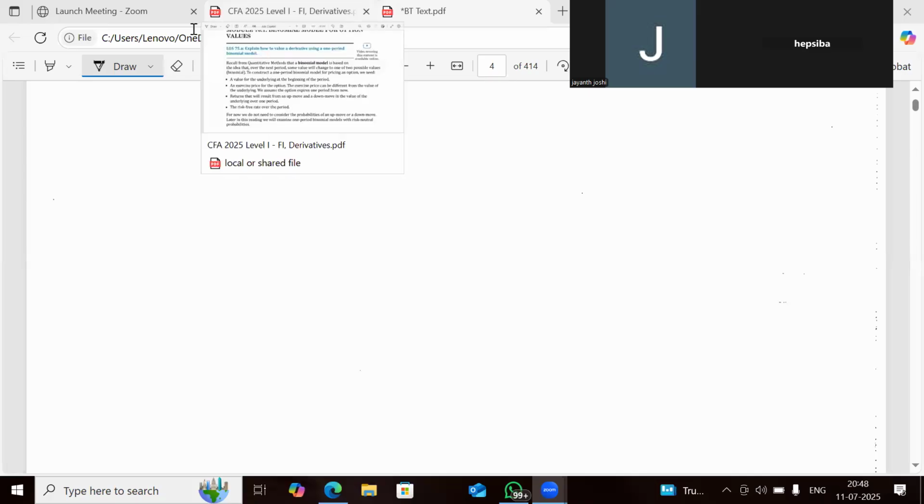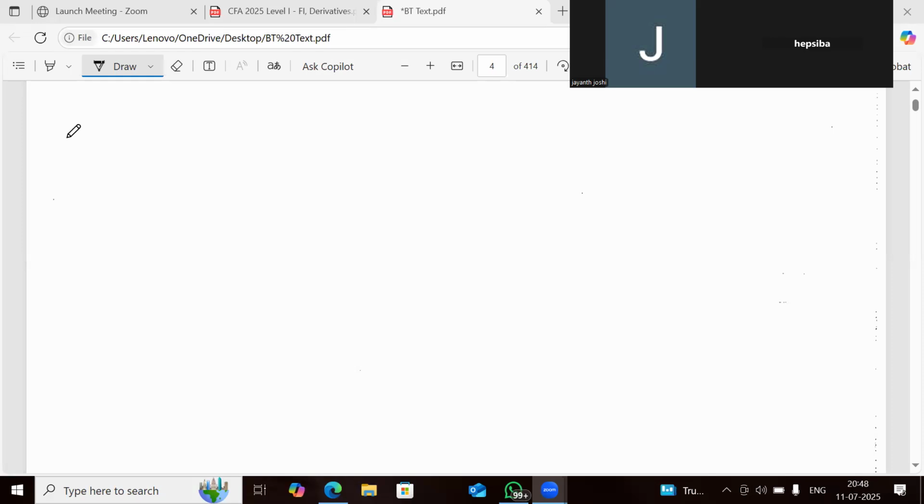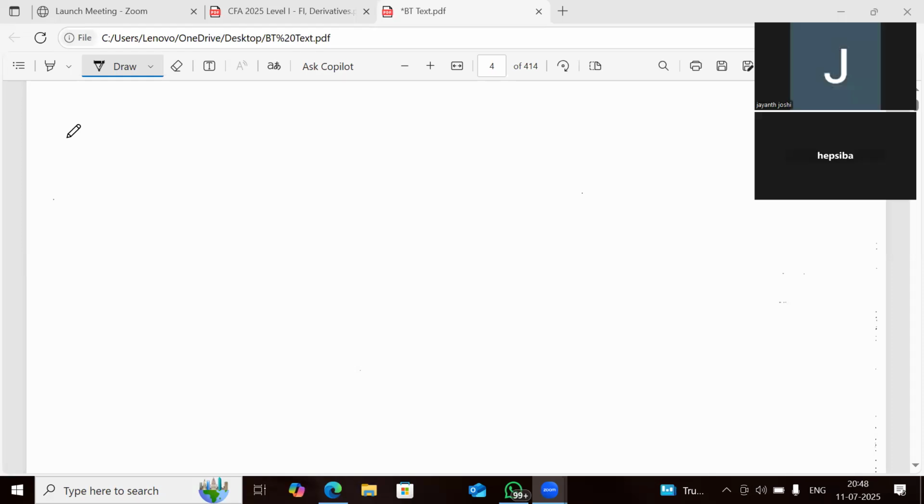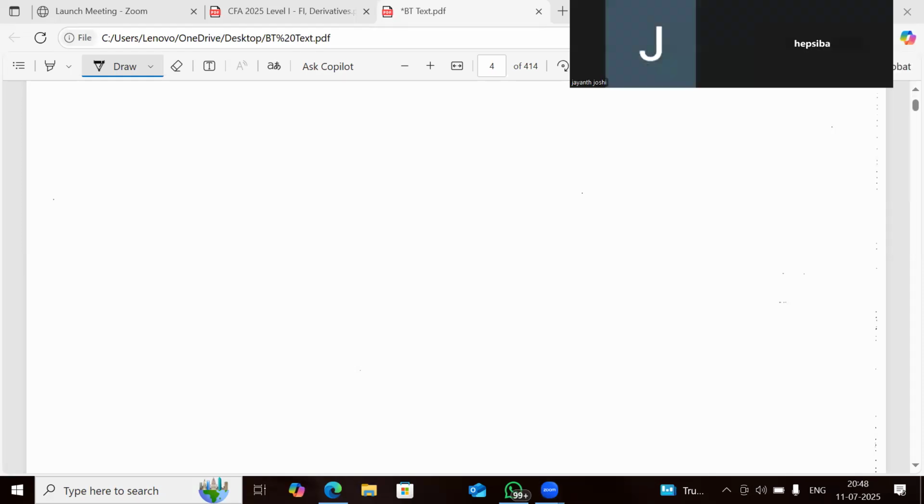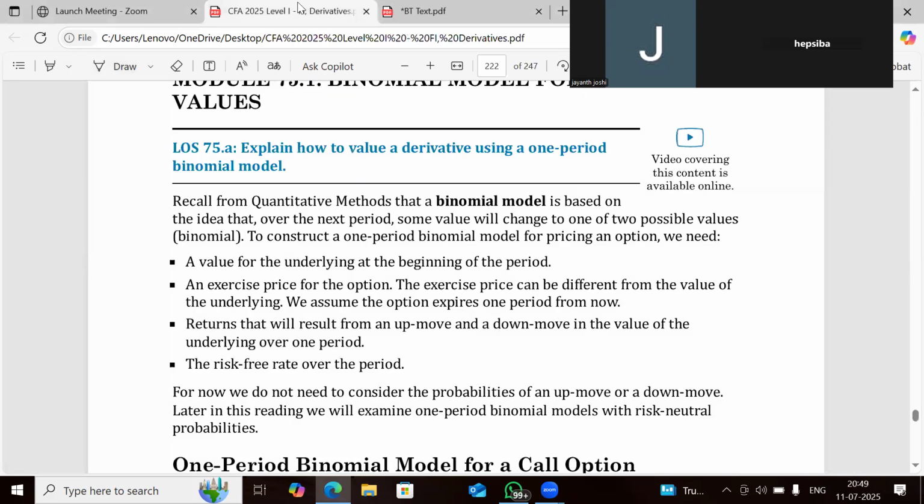Today's class is all about finding the fair price of a call option. To find the fair call option price, there are two models we have. One is the one period binomial pricing model, and another one is the risk neutrality model.